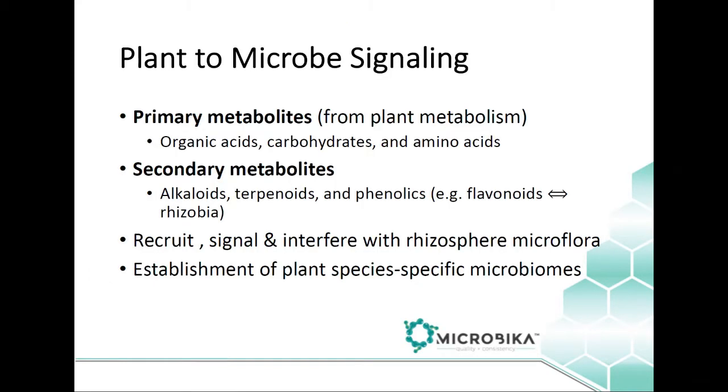Plants use metabolites from primary metabolism, for example, organic acids, carbohydrates, amino acids, basically carbon sources and nitrogen sources that it secretes to tell microbes there is a source of food available. And that is the primary signal to recruit microbes to the rhizosphere. Also some secondary metabolites, for example, alkaloids, terpenoids, phenolics, for example, the flavonoid involved in the signaling between the plant and the rhizobia, telling the rhizobia that it's time to infect and form nodules.